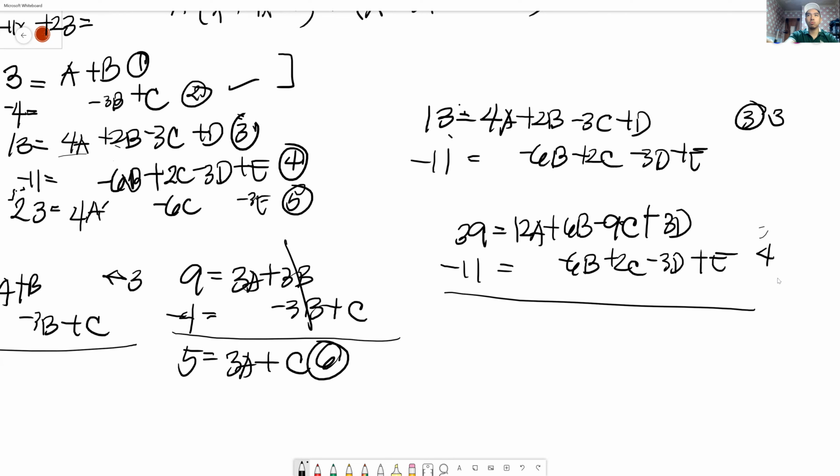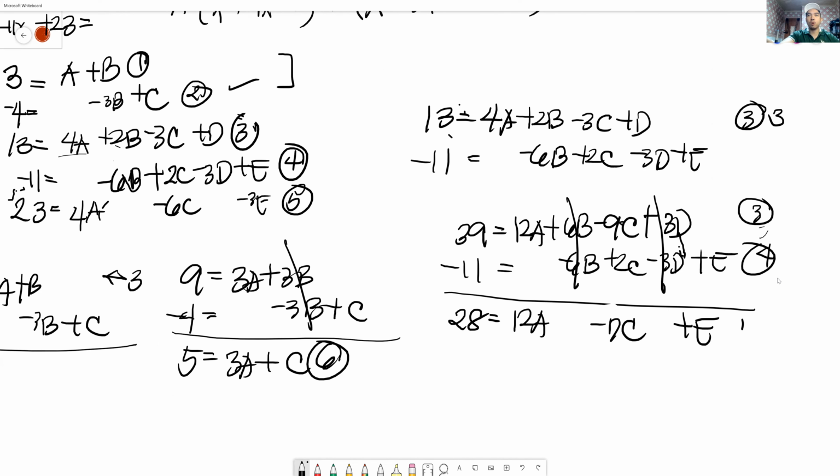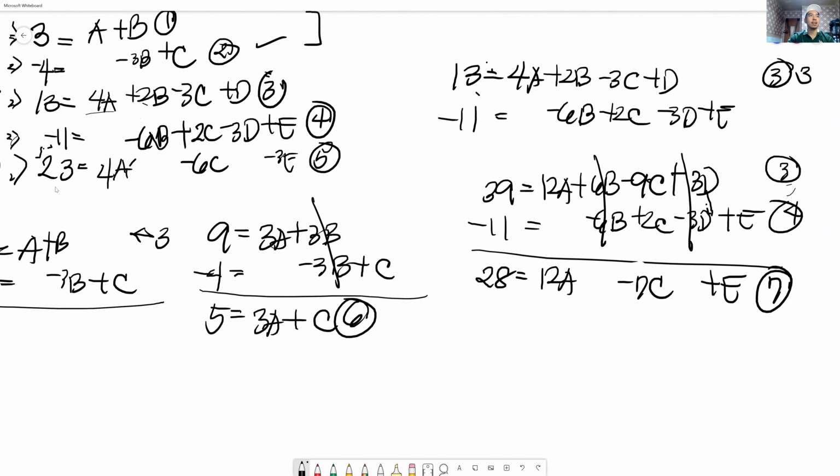So adding the two leads to 28 equal to 12A. This cancels out and this also cancels out. Okay, 12A minus 7C plus E. That will be our seventh equation. As you can see, the fifth equation and the seventh equation have A, C, and E. Okay, so both of them have A, C, and E. So we combine 7 and 5. And let's link that with equation number 6.